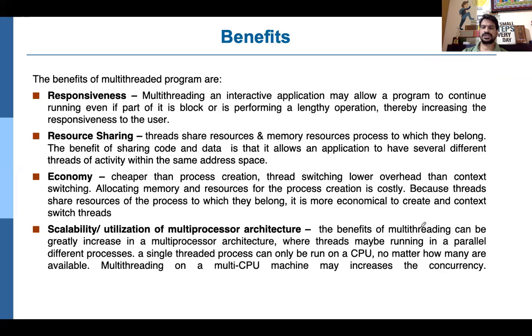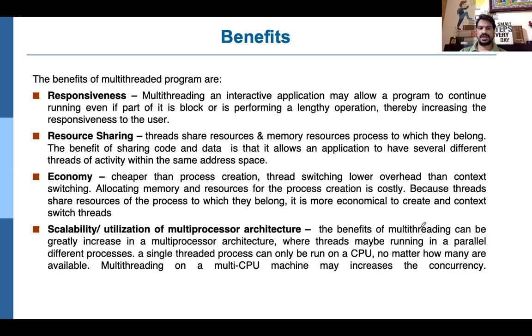context switching between threads is much cheaper than the context switching between heavyweight processes. And when we use multiple heavy processes, the time increases and responsiveness may decrease.